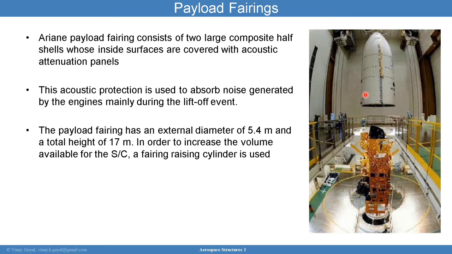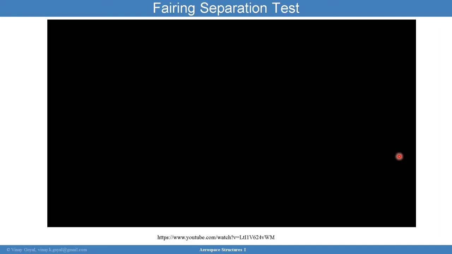The payload fairing has an external diameter, in this case, of 5.4 meters and a total height of 17 meters. It's fairly large in shape, in essence, 15 feet by 54 feet. A very large structure that's trying to encompass and enclose the spacecraft. In order to increase the volume available for the spacecraft, sometimes the cylinder is raised further to be able to accommodate a bigger payload. Let me show you a separation test from online sources.